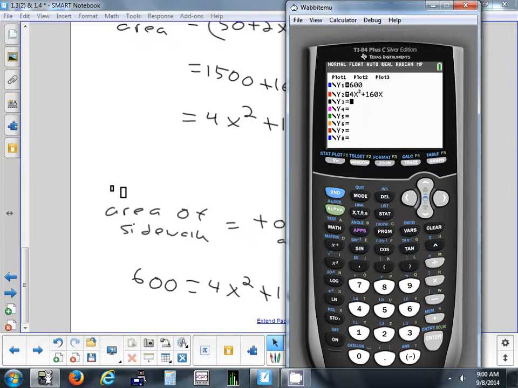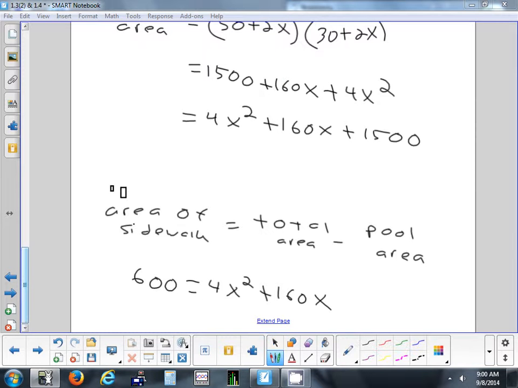The book gives us a suggestion of what to use as a window. Let's try 0 to 10 on the x. The reason I'm setting x min at 0 is because I don't care about negatives. I don't care about negative width for a sidewalk. This is a parabola. If you draw a parabola and a horizontal line, we'll hit it twice. The problem is one of those solutions is going to be in the negative part, and I don't care about it. That one's wrong. So I'm only looking for the one solution that's on the positive part of the x-axis.